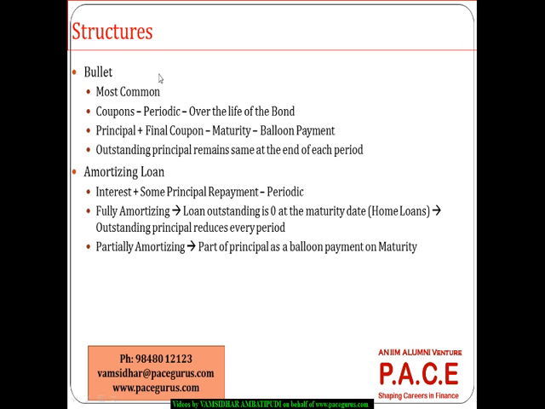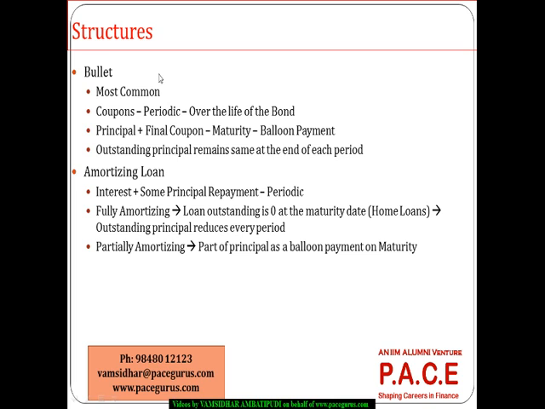Until the maturity date, the outstanding principal remains the same. It does not decrease. Only the interest payment, only the coupon payment, is paid at regular intervals, and the principal is not even touched until the maturity date. That's a typical bullet payment structure which is associated with a good number of bonds.